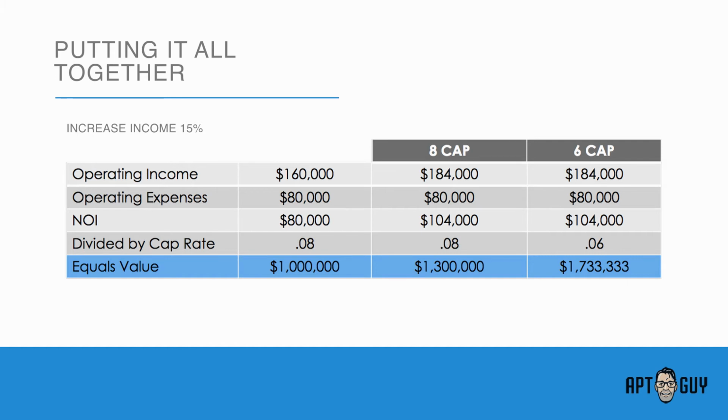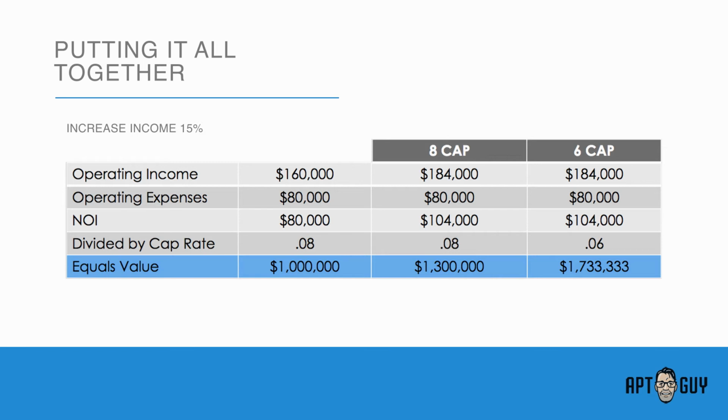Let's say this exact same property, you make more profitable by 15%. Basically, you're just going to increase the income by 15%, keeping your expenses stable. You are driving income up to $184,000. So you take your operating income, subtract your operating expenses, and get your new NOI. Your NOI has gone from $80,000 to $104,000.